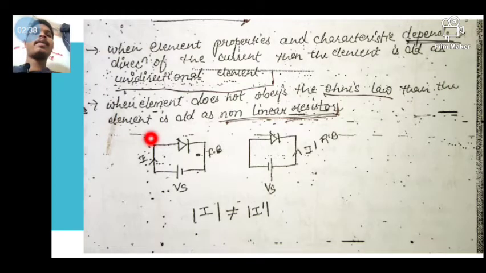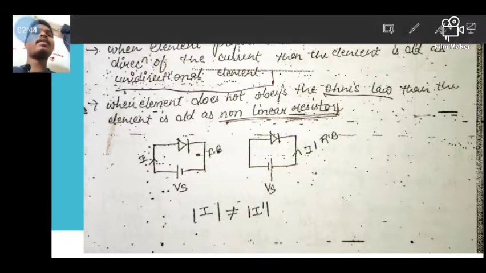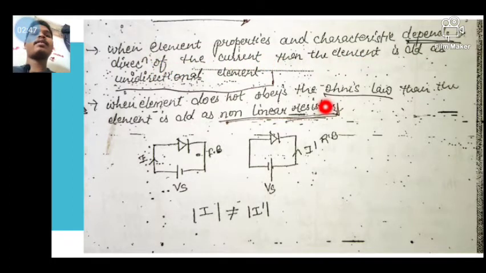Now see, when an element's property and characteristic depend on the direction of the current, then the element is called a unidirectional element. A diode is one such element, whose characteristic depends on the current direction, so it is called a unidirectional element. When an element does not obey Ohm's law, then it is called a nonlinear element. So this is an example of a nonlinear and unidirectional element.